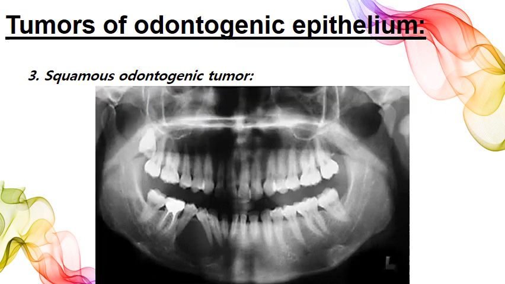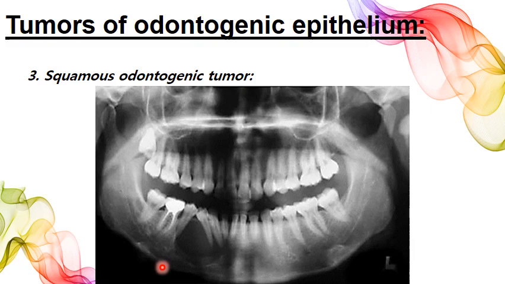Another benign odontogenic tumor of odontogenic epithelium is the squamous odontogenic tumor. This rare tumor is usually seen in adults over a wide age range, ranging from childhood to the 18th decade, with a slight predilection towards males. The most common site is the mandibular posterior area and the maxillary anterior area. Clinically, it appears as a slow-growing intra-bony lesion with very few signs and symptoms.